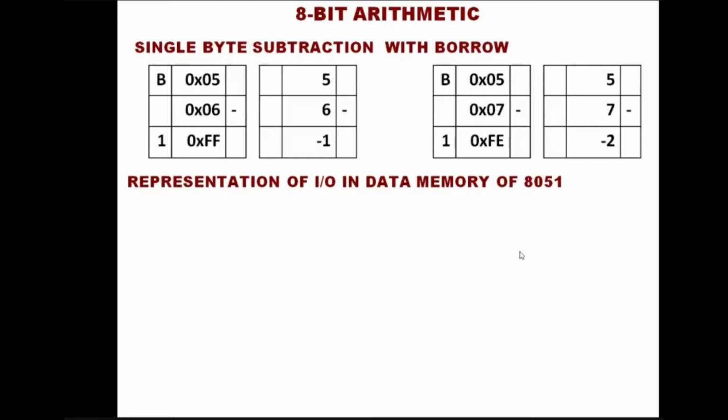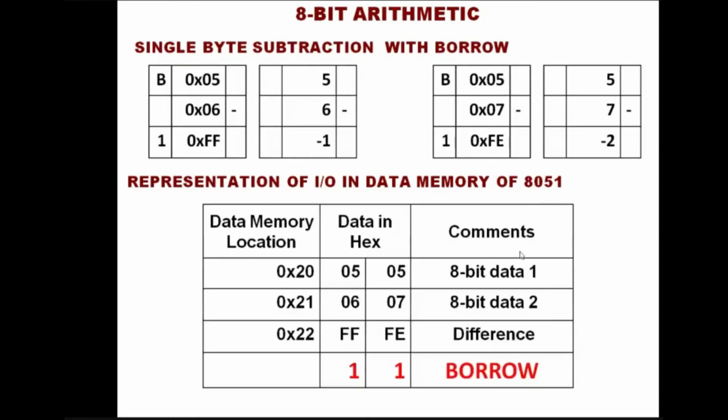And the borrow flag says that it is a negative number, which is minus 2. And as usual, we have to store it in the data memory location 20 and 21. And the result will be in the 22nd memory location, FF and FE. So now, while performing subtraction, we are supposed to check whether the carry flag or borrow flag will set. That is the only difference; the rest of the thing remains the same.